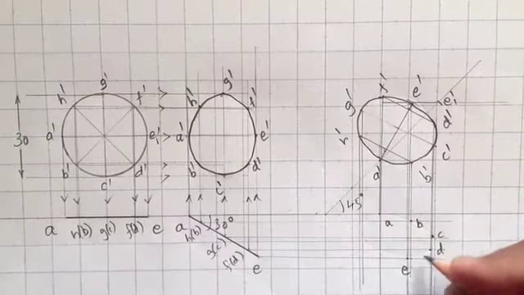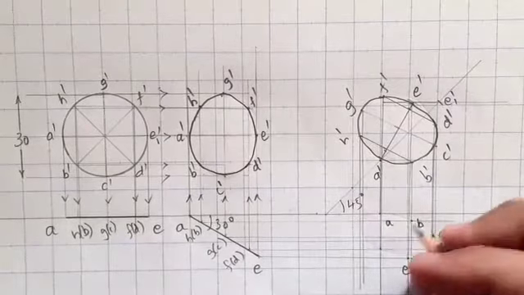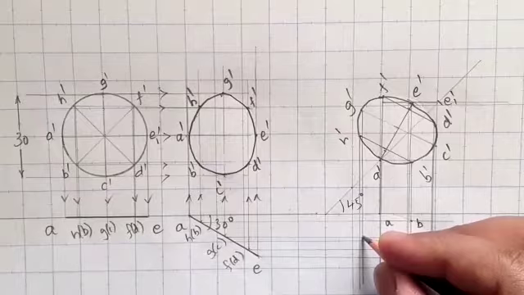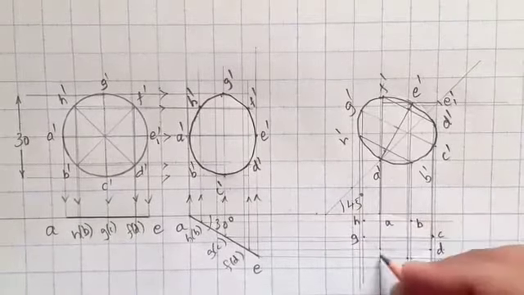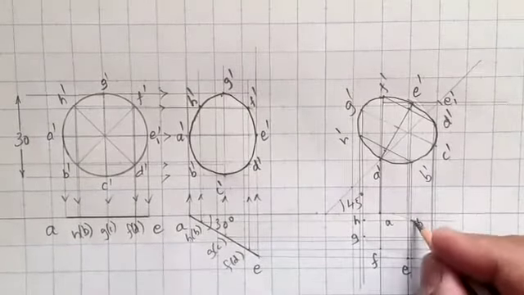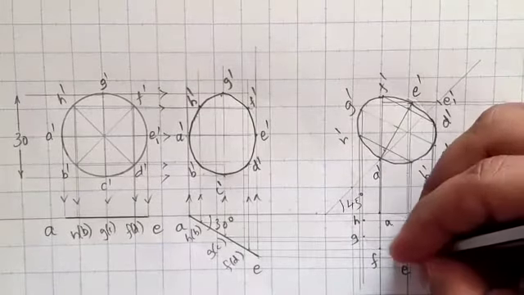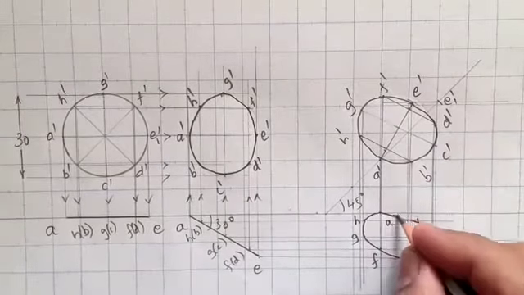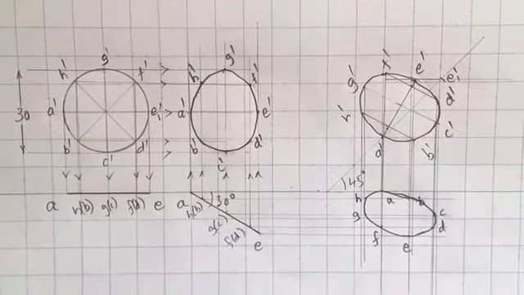A, B, C, D, and E. So F is meeting here. G is meeting here and H. G and H, so this is here. Construct the ellipse by freehand. The thin line first and then complete the final answer.